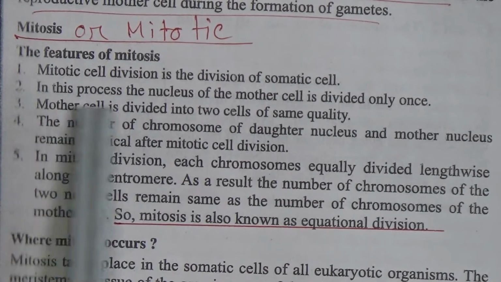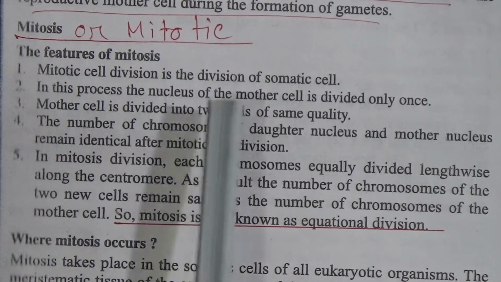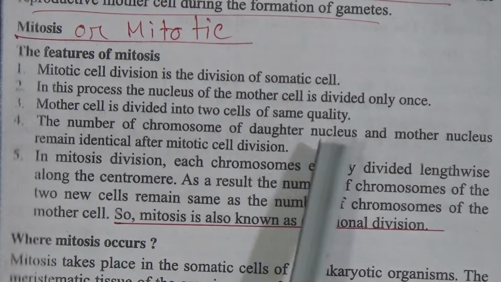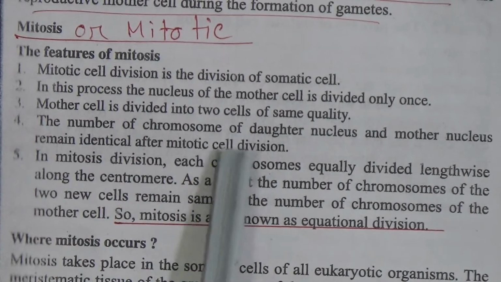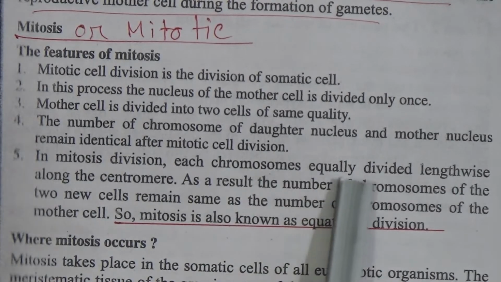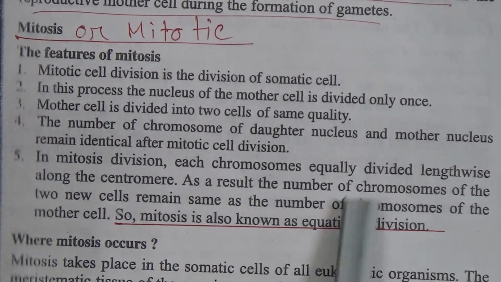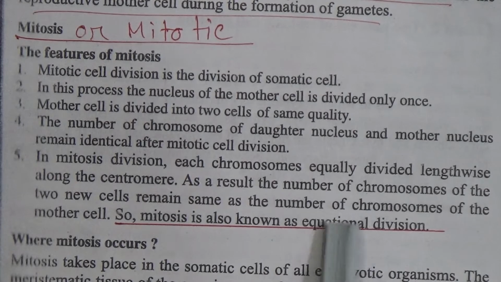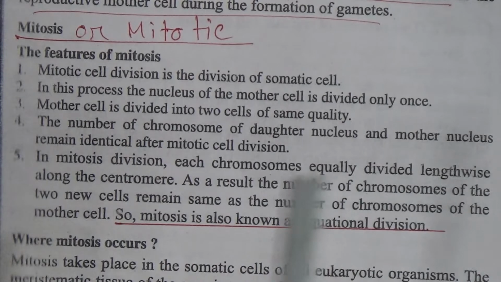In this process, the nucleus of the mother cell is divided only once. Number 3, the mother cell is divided into 2 cells of the same quality. Number 4, the number of chromosomes of the daughter nucleus and mother nucleus remains identical after mitotic cell division. And number 5, in mitosis division, each chromosome is equally divided lengthwise along the centromere. As a result, the number of chromosomes of the 2 new cells remains the same as the number of chromosomes of the mother cell, and that's why mitosis is known as equational cell division.